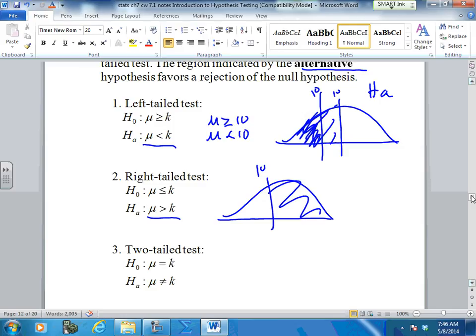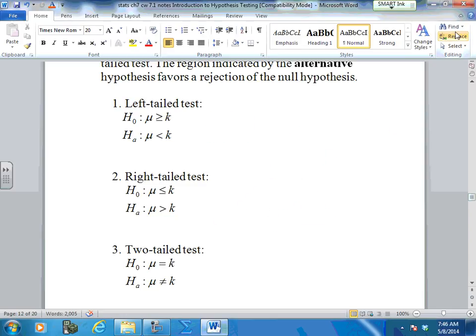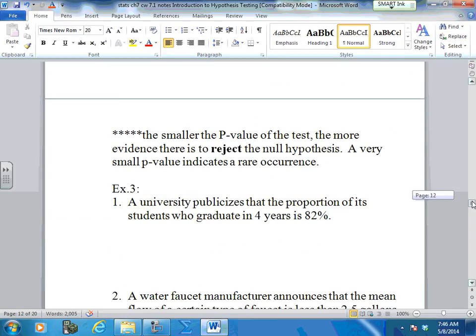And if you remember back on your Z-scores and your T-scores, whenever you look it up, it's always the area to the left. The chi-square is the only one that goes to the right. Everybody else goes to the left. So most of the time we'll be going to the left with your tests.